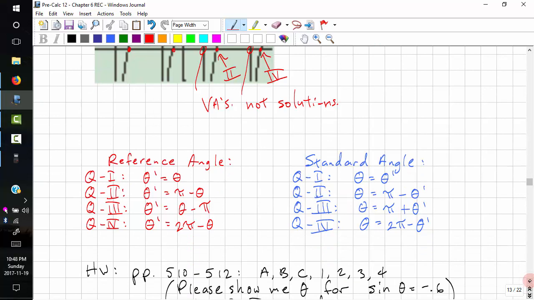And here are the formulas in radians. So going from standard angle to reference angle, and going from reference angle to standard angle. It's the same formulas, we just replace 180 with pi and 360 with 2 pi. And that completes this lesson.